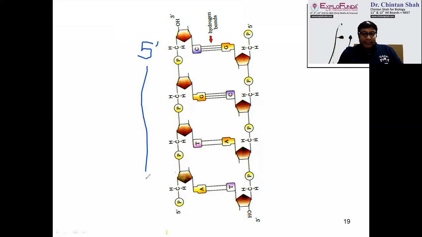Perfect. Everybody okay with this? Do you agree with this? Let me draw a very good line so that you can see where the sugar and phosphate are present. Just a minute, beta.